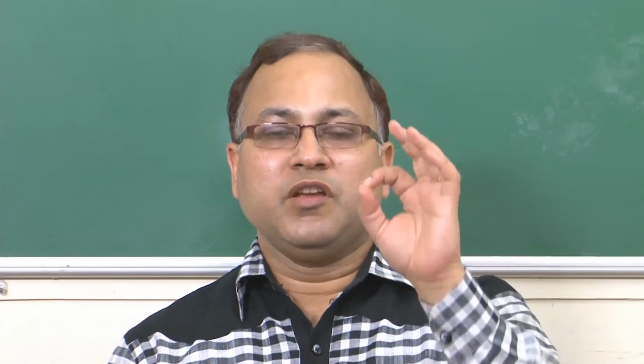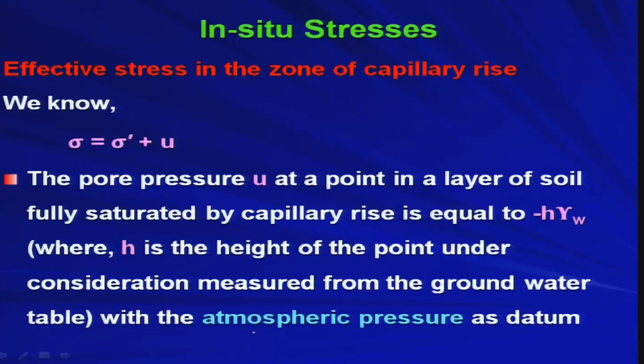The zone means the zone situated above the free water surface up to the maximum level of capillary rise. Here H is the height of the point under consideration, measured from the groundwater table. Please try to remember it is measured from the groundwater table. At the groundwater table, what is your pore water pressure? That is 0, right. If you go beyond that towards the capillary zone, you will get some tensile kind of pore water pressure, that kind of suction.